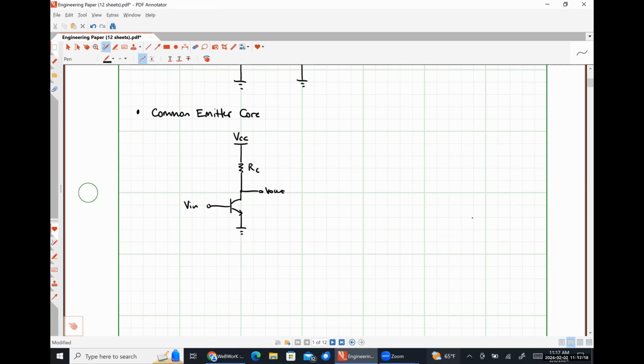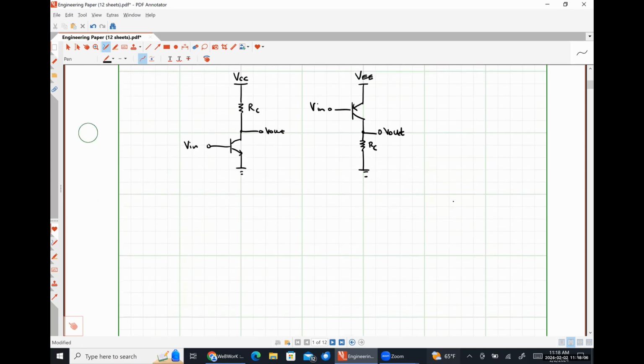For what it's worth, over here on the right-hand side, I'll show you what the PNP would look like. So this would be VEE, RC. Here's where we take our output. Here's where we apply our input. And these will have literally the exact same small signal model. So it doesn't matter if you see it realized with an NPN transistor or a PNP transistor, they will behave identically. All right, so small signal model.